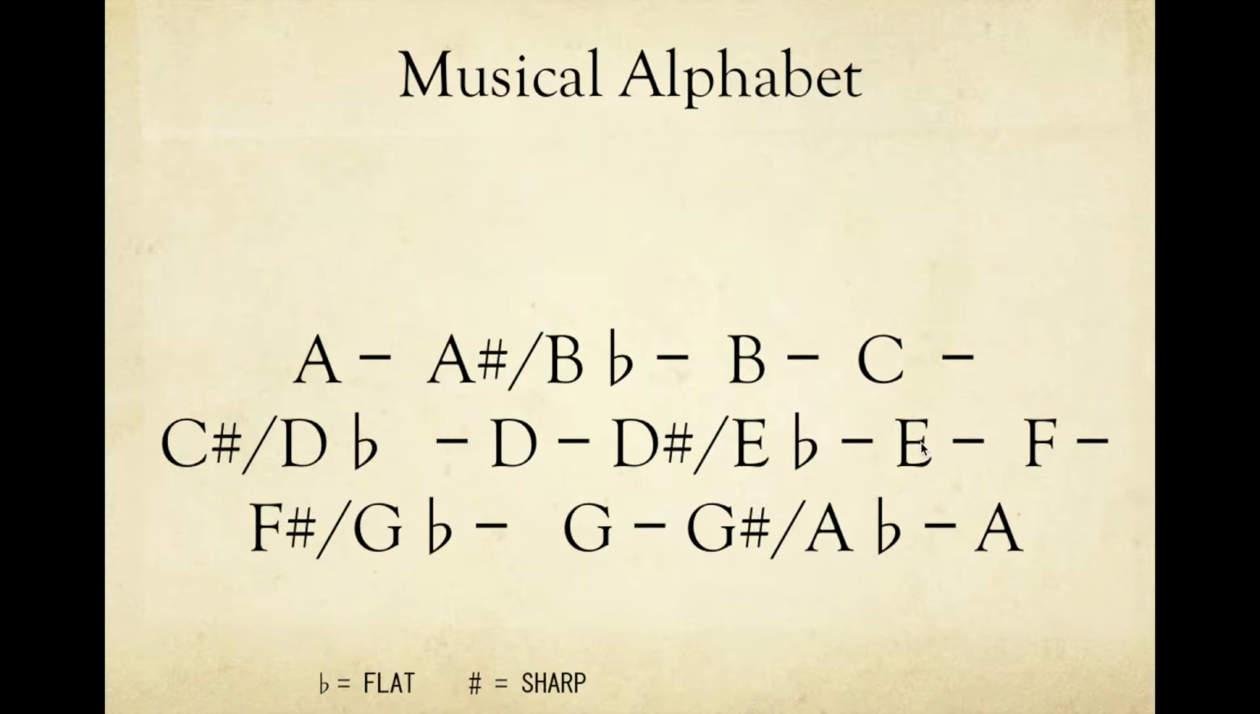This also happens again at E. There's no E sharp and there's no F flat. If there is an E sharp, it just means F, and if there is an F flat, it just means E. Just as an F sharp is another way to say G flat.